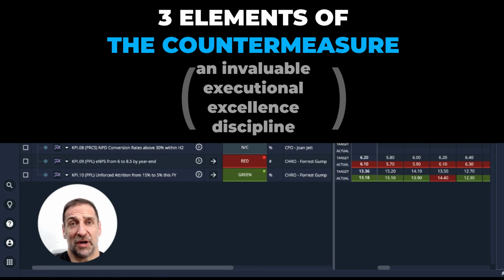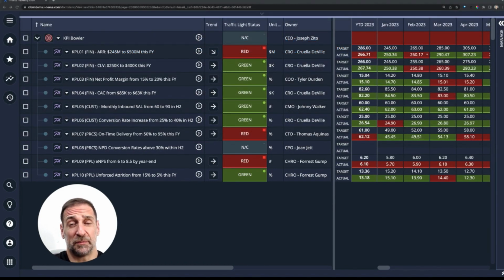Okay, the countermeasure process is one of my favorite parts because it is one of the most effective parts of a larger executional excellence framework. I'm going to walk you through the three elements that make up a countermeasure, and I'm going to do so by walking you through an illustrative example.